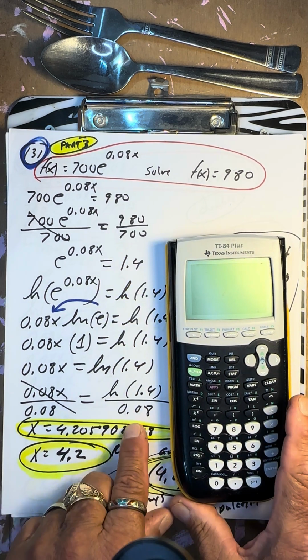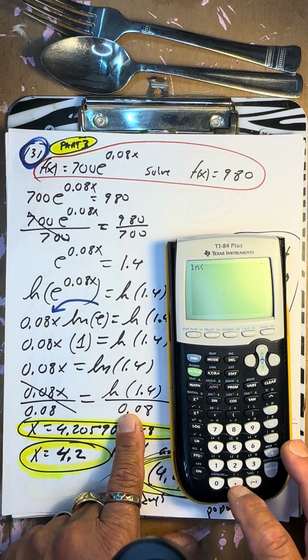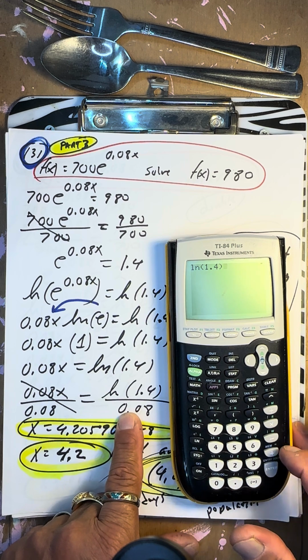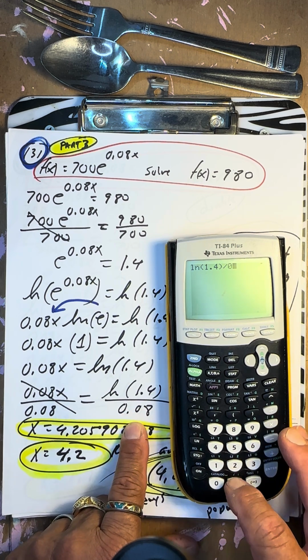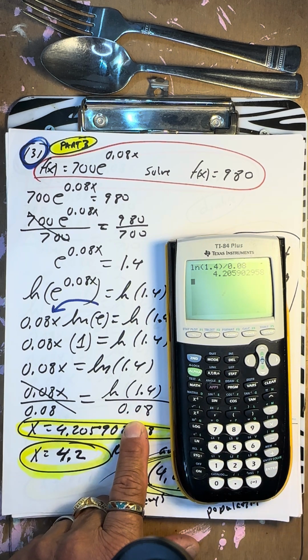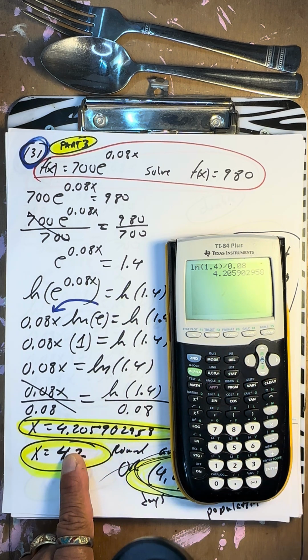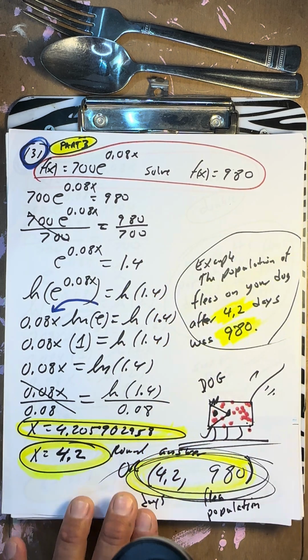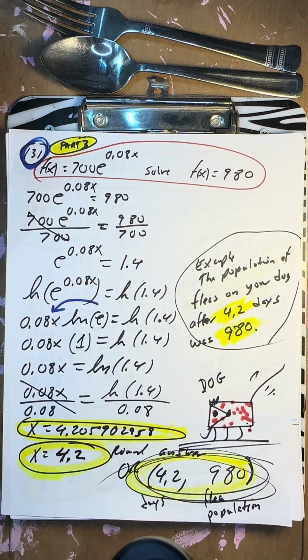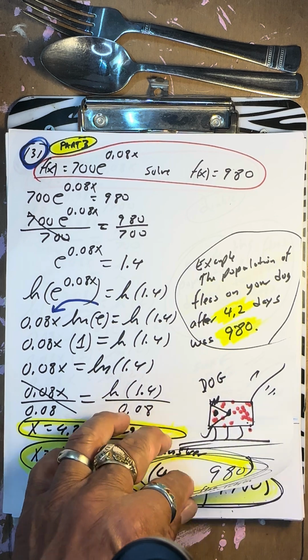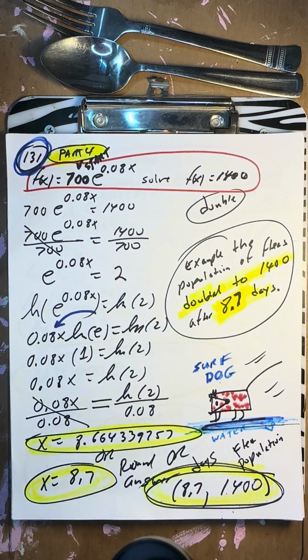Sure. So you have ln 1.4 divided by 0.08. Enter. 4.2059. Same numbers. Round it to 4.2. So at 4.2 days you get 980. The population of fleas on your dog after 4.2 days was 980. There they are.